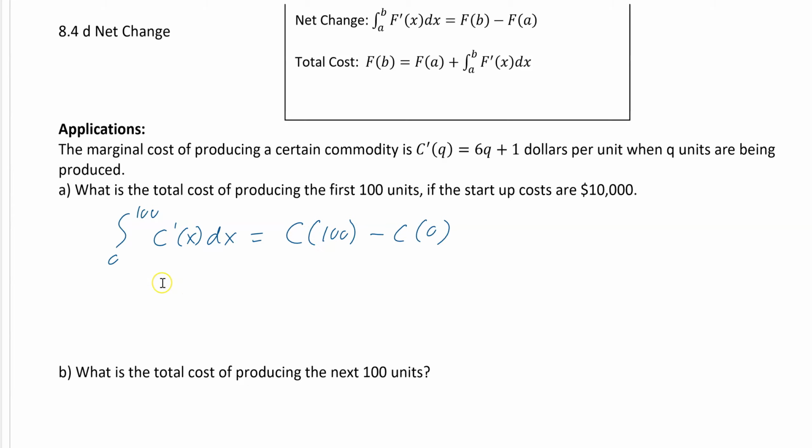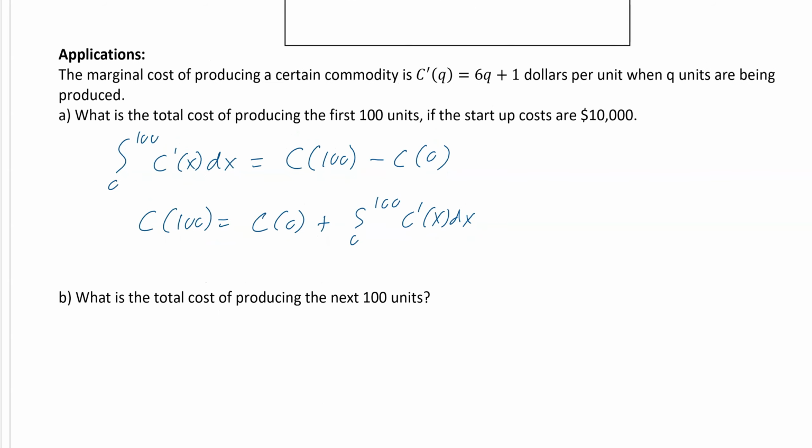So if we rearrange this, we get c of 100 equals, what we're going to do is just add c of 0 to the other side, plus the integral from 0 to 100 of c prime of x dx. So see, if they had asked what is the change in cost from 0 to 100, then you would just use the integral. But we want to know what the cost of 100 is, so we have to include the initial cost as well. And then it's a quick integral.